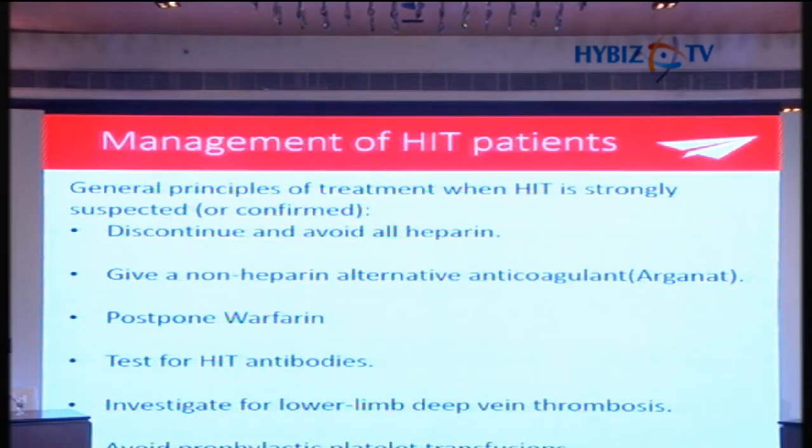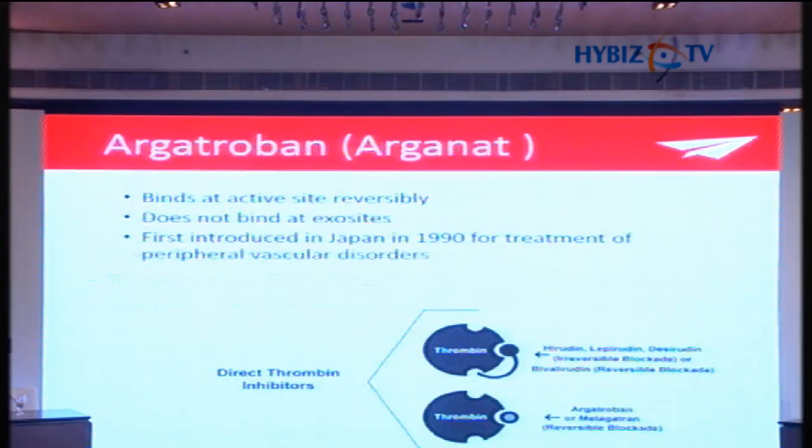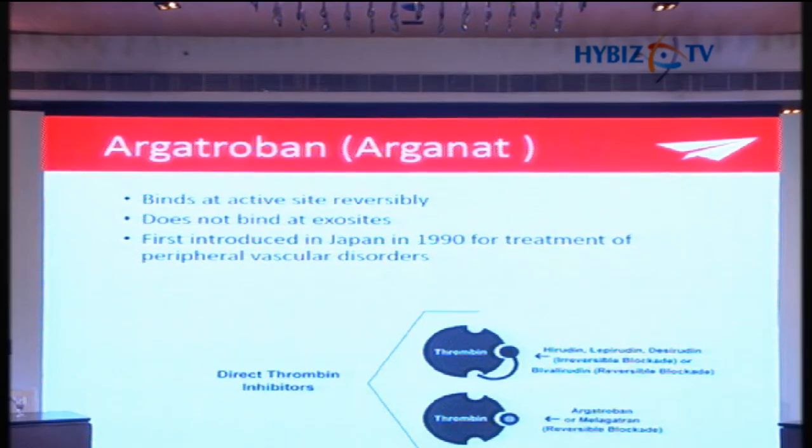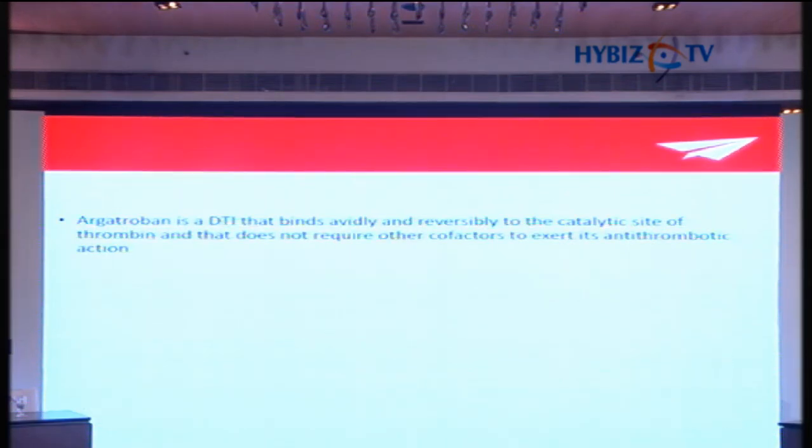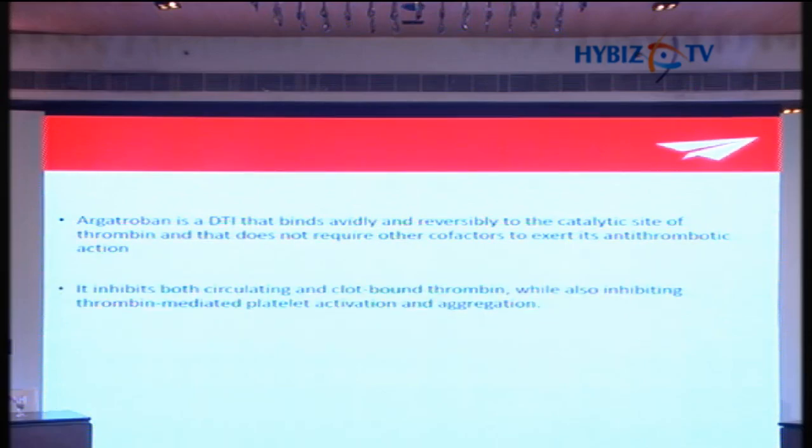Management includes discontinuing and avoiding all heparin, giving non-heparin alternatives like argatroban, starting warfarin late, testing for HIT antibodies, investigating for other causes, and avoiding prophylactic platelet transfusions. Argatroban is an ideal anticoagulant in many ways because it binds to the active site and is reversible. It was first introduced in Japan in 1990 for the treatment of peripheral vascular disorders. Argatroban is a direct thrombin inhibitor that binds avidly and reversibly to the catalytic sites of thrombin and does not require other cofactors to exert its antithrombotic action. It inhibits both circulating and clot-bound thrombin while also inhibiting thrombin-mediated platelet aggregation.